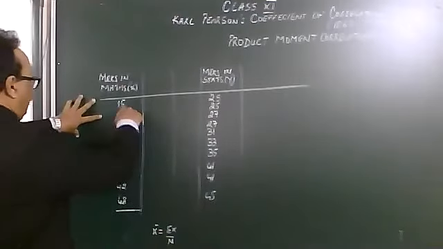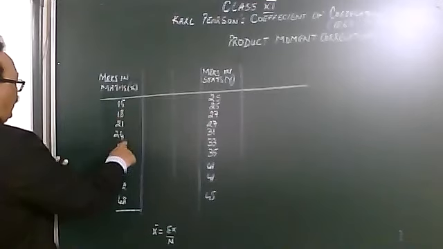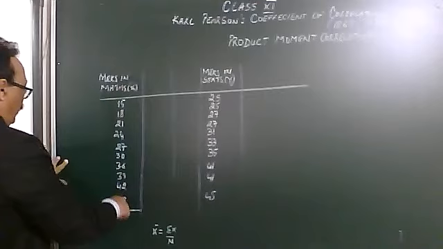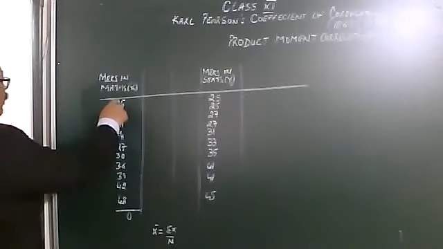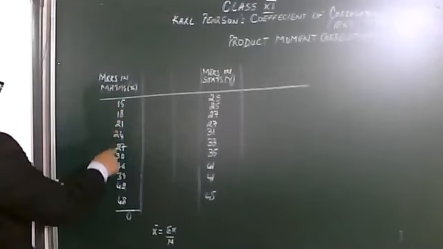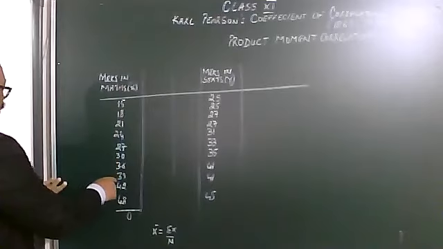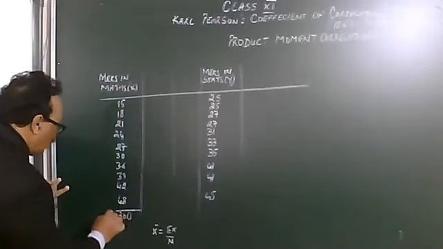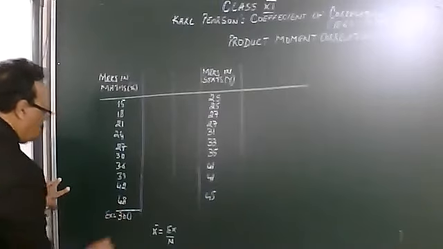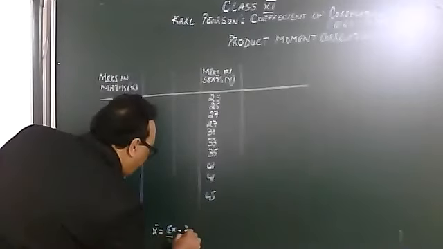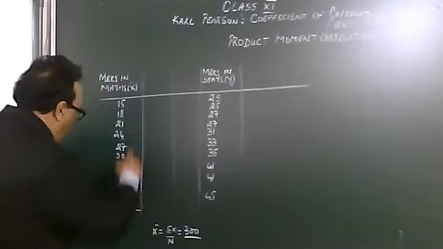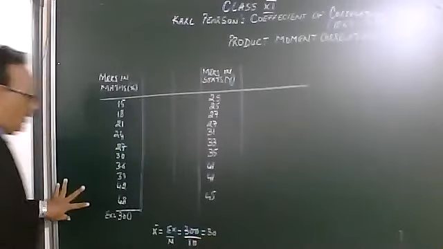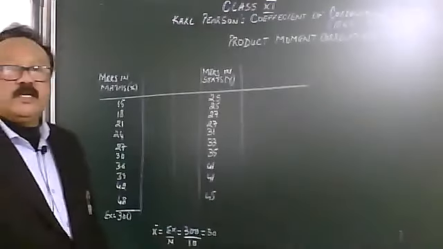Add it up. So sigma x is equal to 300 upon, there are 10 variables, that is 30. The mean we calculated is 30.